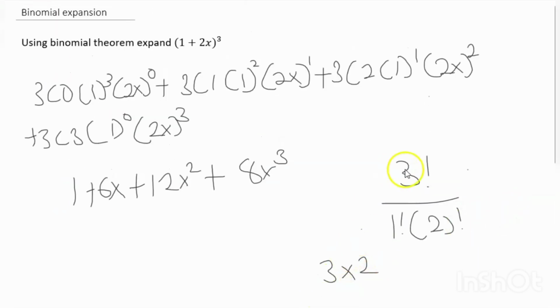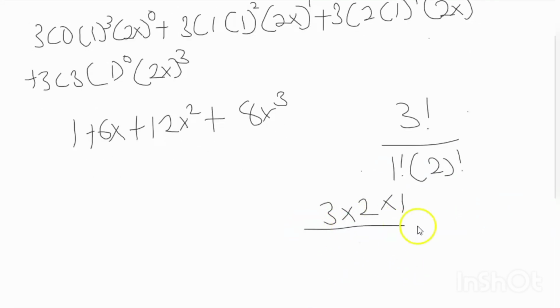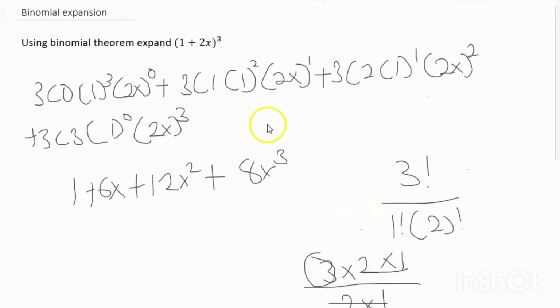So that's what this is. So 3 multiplied by 2 multiplied by 1. The 1 factorial is simply 1 multiplied by 1 or whatever. Then this here would be 2 multiplied by 1. Okay, so 2 multiplied by 1 cancels 2 multiplied by 1, so we have 3 left. So that's why 3 combination 1 is 3. So that's just a way that you can solve it. So you can either solve it using Pascal's triangle or combination method, whichever method is fine for you.